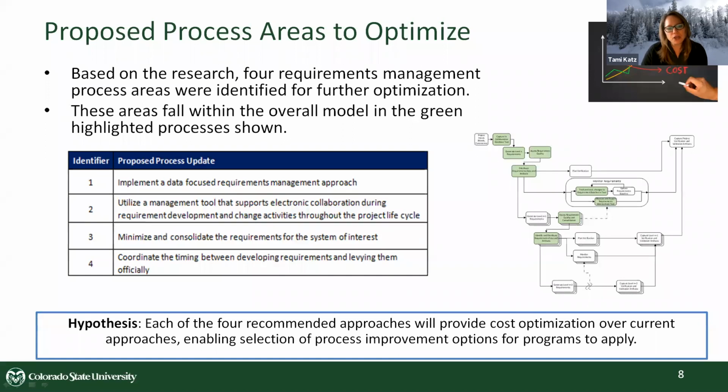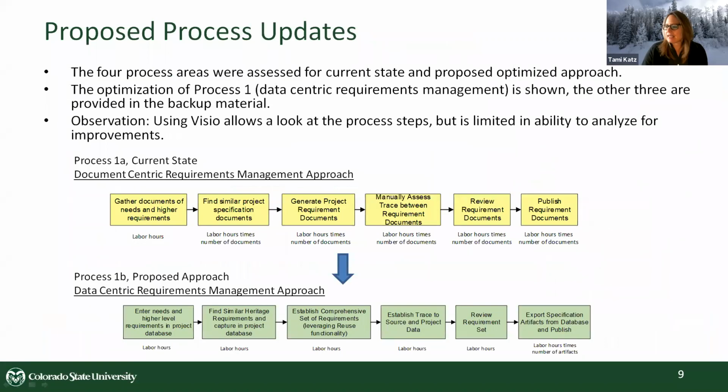So to take this to the next step, I have to figure out how do I show what these various areas are? Implementing a data-focused requirements management approach, utilizing a management tool to support electronic collaboration during the development and change activities, minimizing and consolidating the requirements. That's another one that deals with requirement quality and quantity, and coordinating the timing between your development effort and levying your requirements officially.